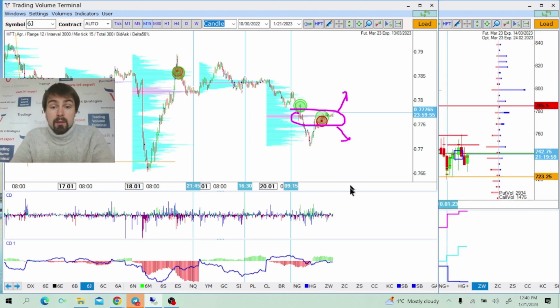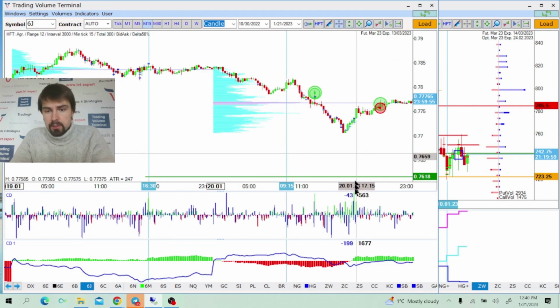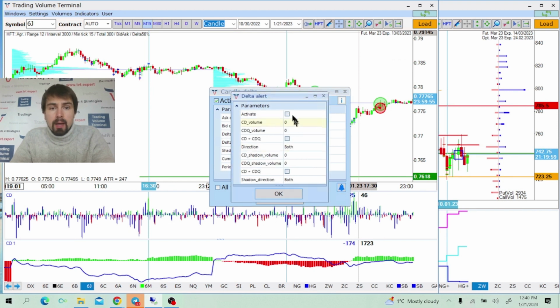And if you are waiting for delta imbalance on any asset, for example, we can measure how many contracts, so the volume is significant here. For example, here 960 contracts, the next tick 500 contracts. And also we can put an alert in settings, candle delta settings. We click on the bell and here press activate, and cumulative delta volume, for example, 500 contracts. Also, we can choose the same volume in quantitative delta.